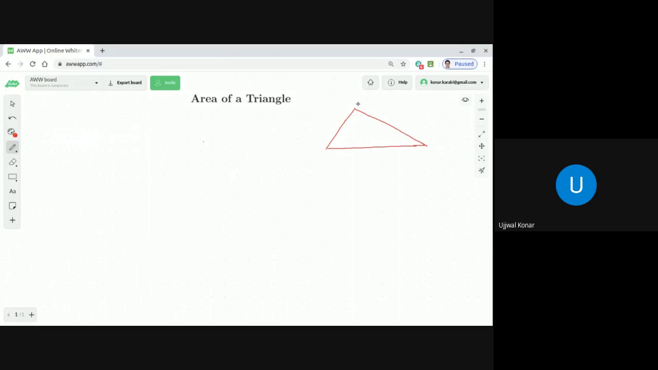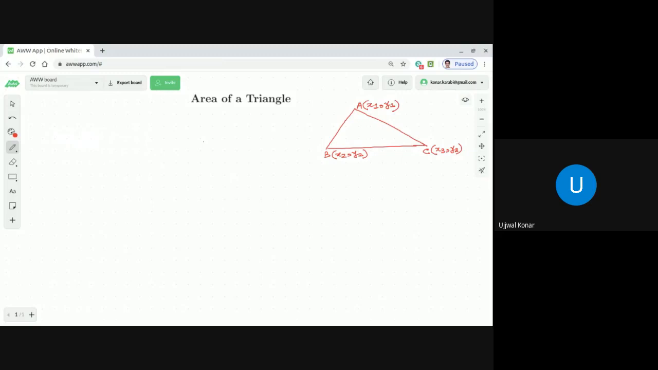So what does it mean? In a triangle there are three vertices, as you know, A, B, C, the way we name it. Let's consider the coordinate of the point A be x1, y1, coordinate of the point B be x2, y2, and coordinate of the point C be x3, y3. Now we are going to find the area of this triangle ABC.